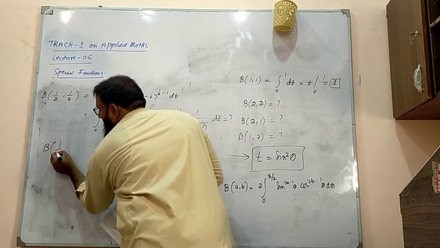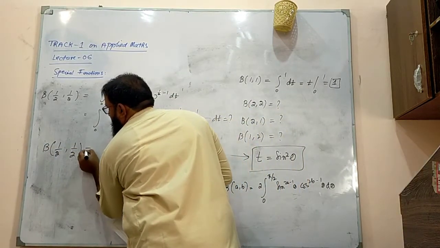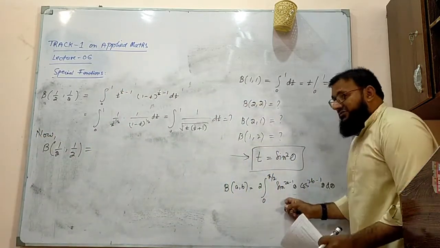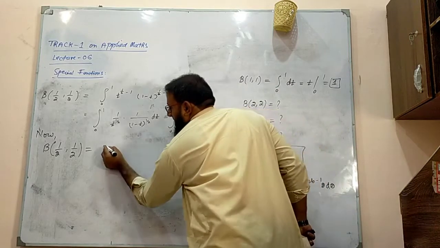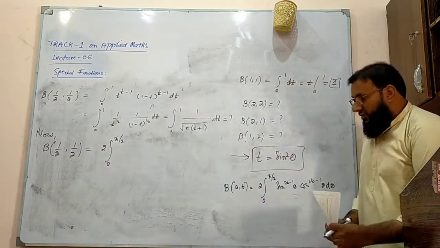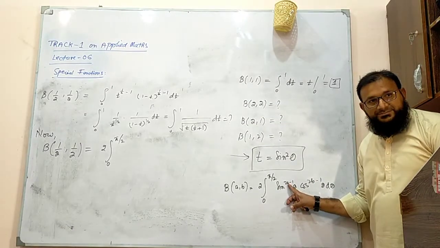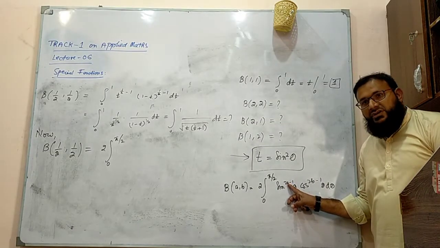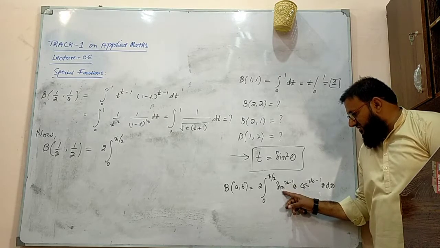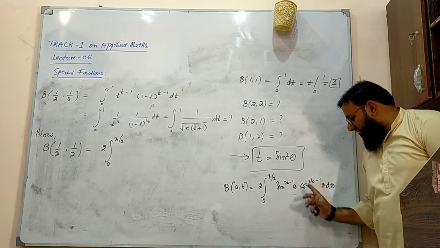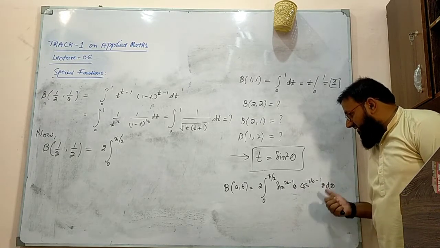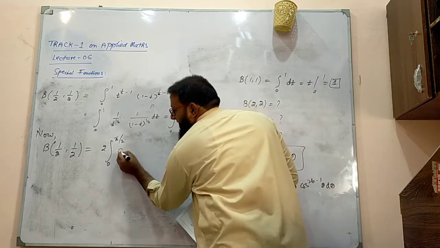So beta of 1/2, 1/2. Now do something else. That is this. Put 1/2 in this one. 2 times integral 0 to pi by 2. Okay? Put 1/2 here. 2 times 1/2 is 1. 1 minus 1, 0. 2 times 1/2, 1. 1 minus 1, 0. Sine power 0 is 1. So this becomes 1, this becomes 1. You are left with only d theta. So you are left with only this one.